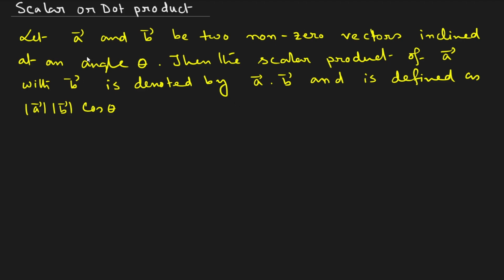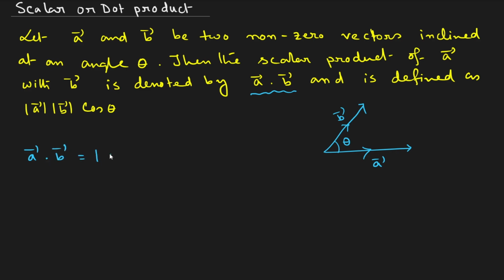So suppose a bar and b bar are two non-zero vectors, meaning they have some magnitude, inclined at an angle theta. So if this vector is a bar and this vector is b bar, the angle between them is theta. This is given, okay? Then the scalar product or dot product of these two vectors a bar and b bar is denoted like this: a bar dot b bar. Okay, so this is how we'll denote it.